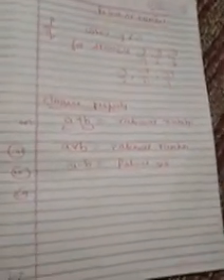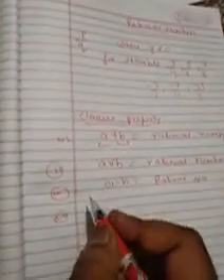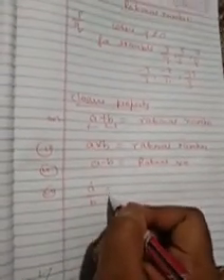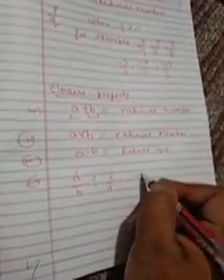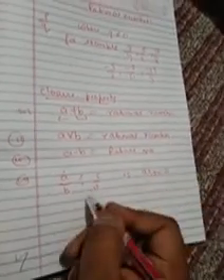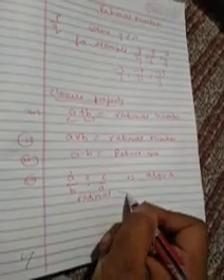On dividing two rational numbers, the result is also a rational number. For example, when we divide a upon b by c upon d, it is also a rational number.